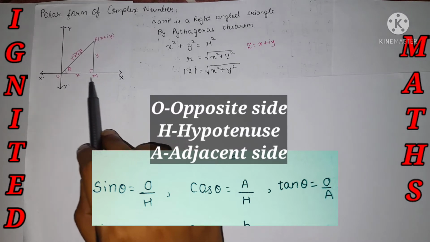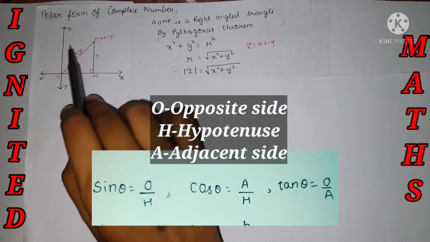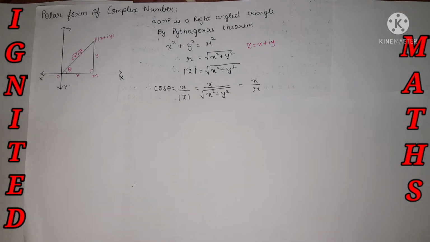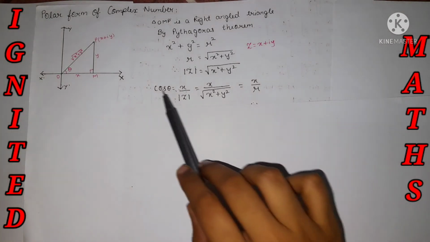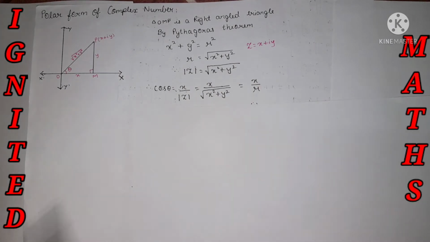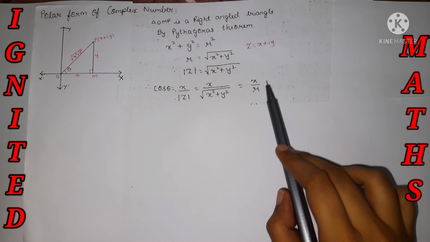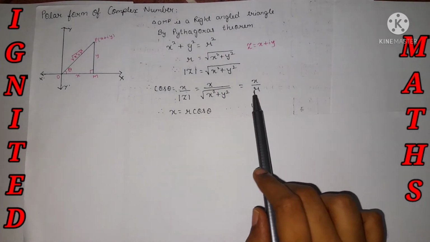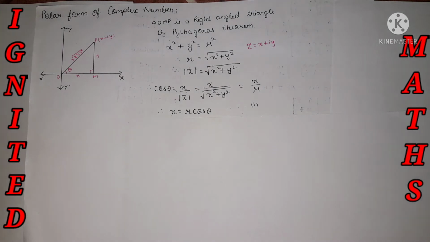Adjacent is over here, and the hypotenuse is nothing but OP, root of x square plus y square, otherwise r, which is the mod of z. Yes, that's what we have mentioned over here. Cos theta is equal to x by mod z, x by root x square plus y square, which is nothing but x by r. So x is nothing but r cos theta. r came over here, so x is equal to r cos theta.